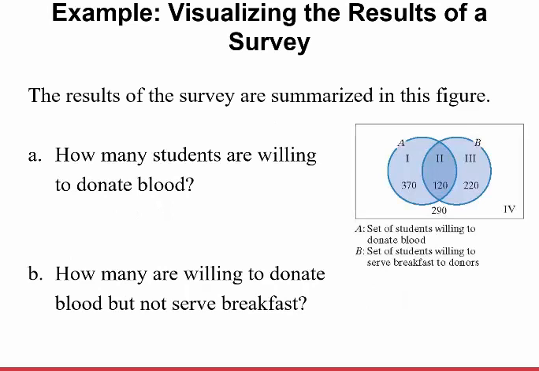Okay, so suppose you have this, and we did this one a few lectures ago, talking about students who were asked if they were willing to donate blood or if they were willing to serve breakfast to donors. Okay, so here we have the Venn diagram that represents the results.